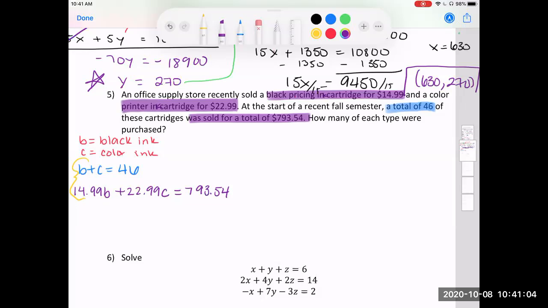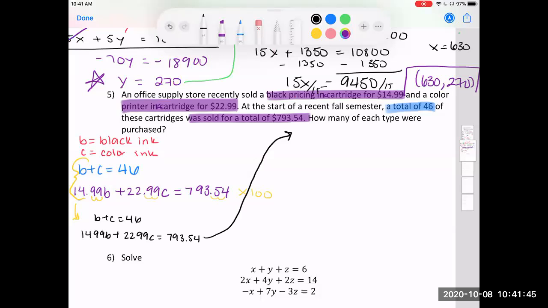So let's continue over here. Now these decimals, I'm going to multiply by 100 so that I can move them over twice. Okay, so we have B plus C equals 46, and 1499B plus 2299C equals 793.54. Let's go ahead and solve. You can solve any method. I like elimination. It's not so bad.